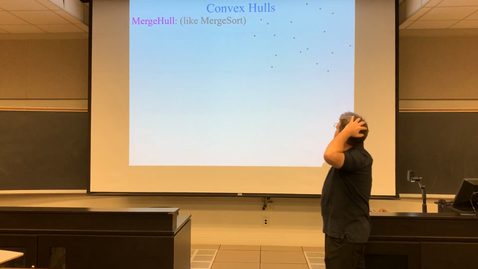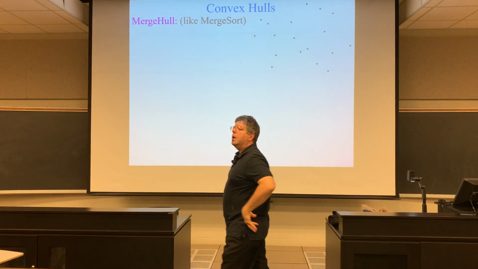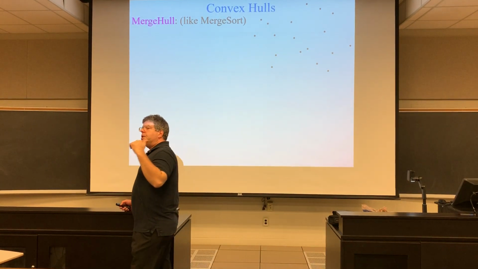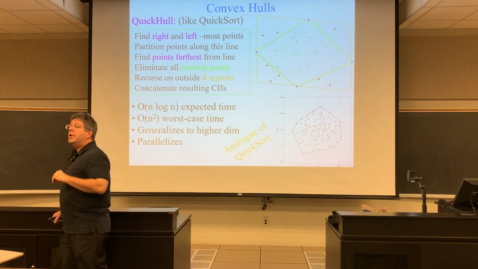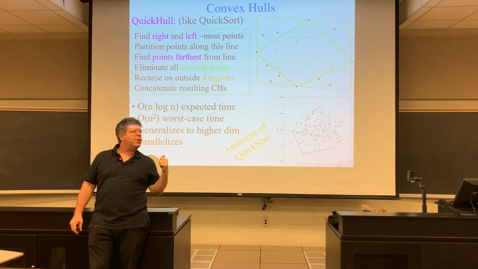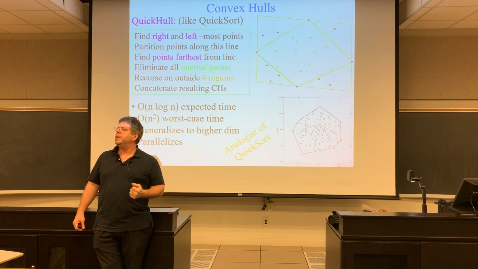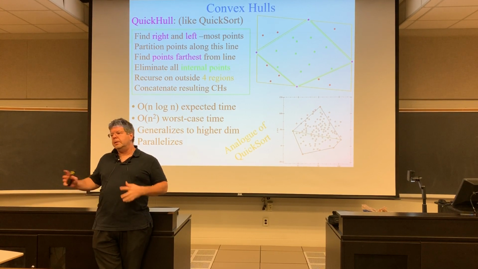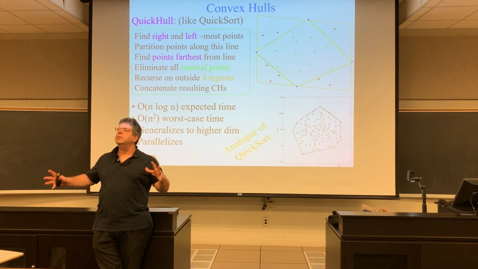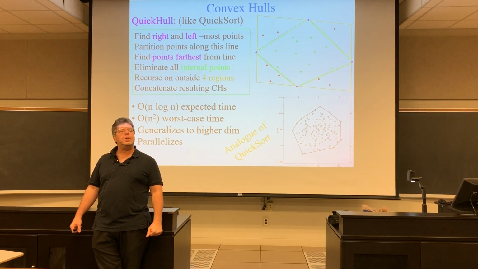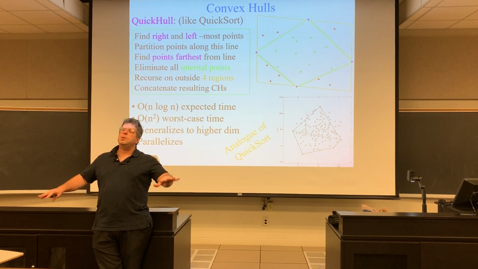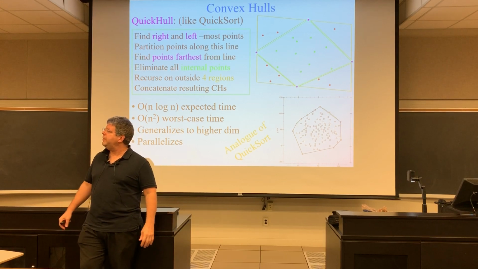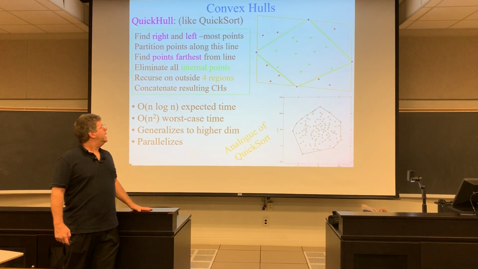All right, so just like merge sort, here comes merge hull. But any questions, by the way, on any of this? Quick hull and how it's an analog of quicksort and the same kind of algorithmic principles of operations as quicksort. Subdivide and conquer, recurse on smaller subsets, do it randomly so the split hopefully is more or less even or close to even, and keep going.